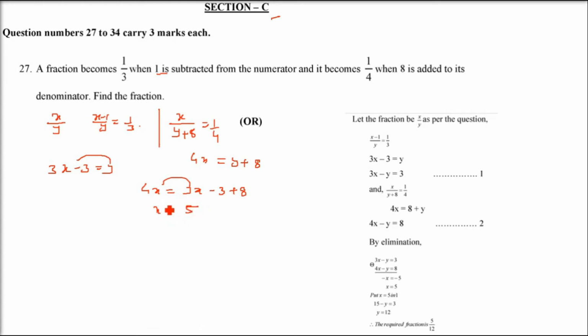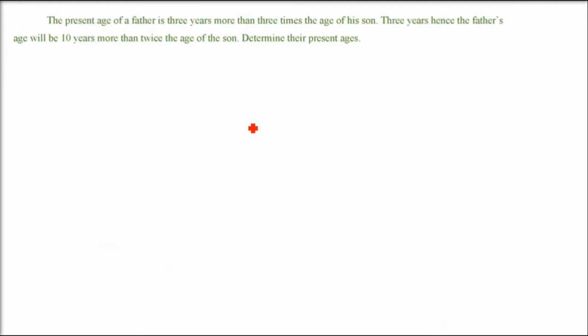So x is 5. So let us find out y also. Y will be what? Y equals 3x minus 3. So 3 into 5 minus 3. 3 fives are 15 minus 3. That is 12. So x is 5, y is 12. So the fraction will be x by y, that is 5 by 12. So this is the required fraction.